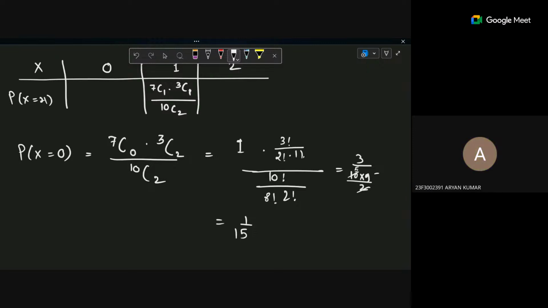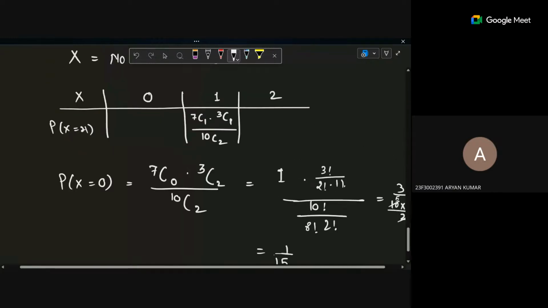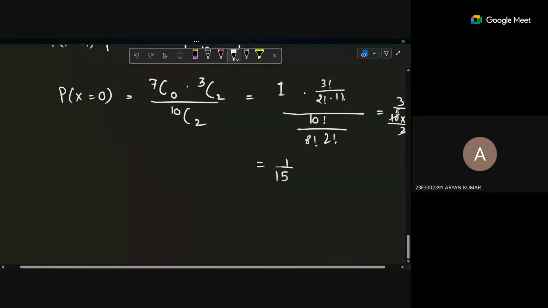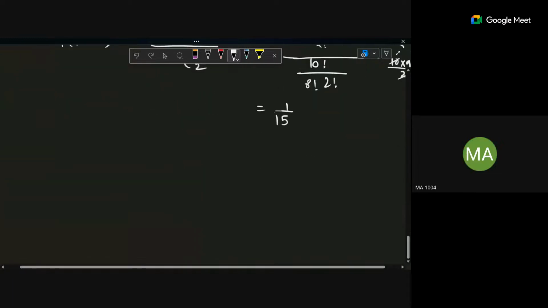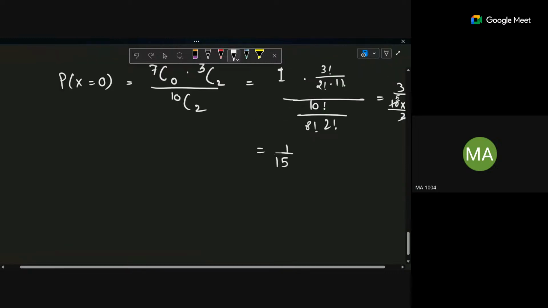Then we will always be choosing, like in the first case, from the 3 dark chocolates, 3 by 10 into 2 by 9. 3 by 10 into 2 by 9 then. Just a minute, please repeat. 3 by 10.